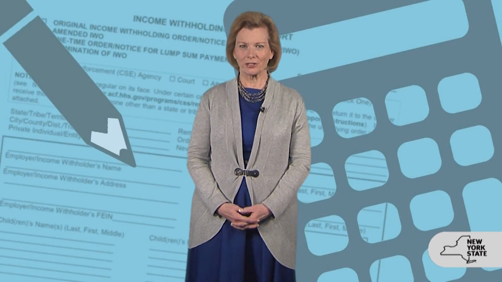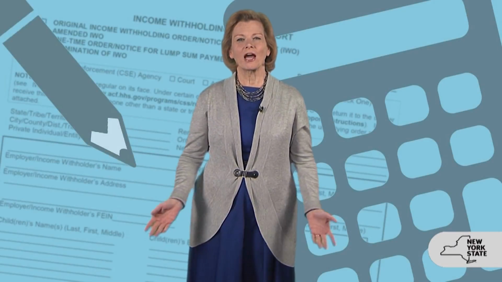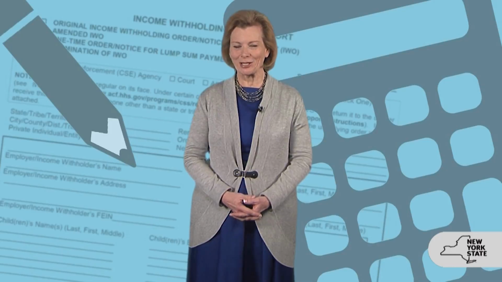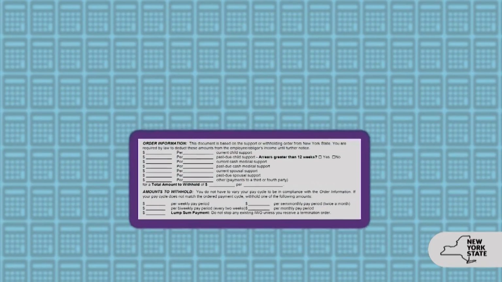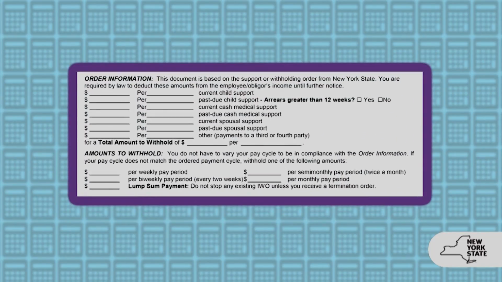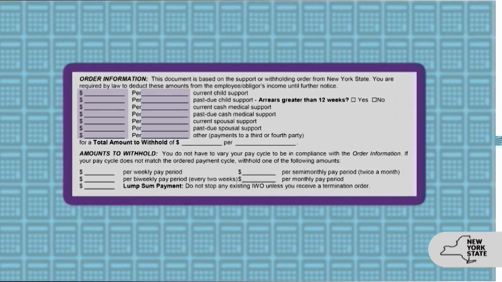Before using the calculator, it is more efficient to gather all the information you will need about the employee. From the bottom of page 1 of the Income Withholding Order, in the area labeled Order Information, you can find the required amount of support and the ordered payment cycle, or more simply, the payment frequency for each category of child support included in the order.